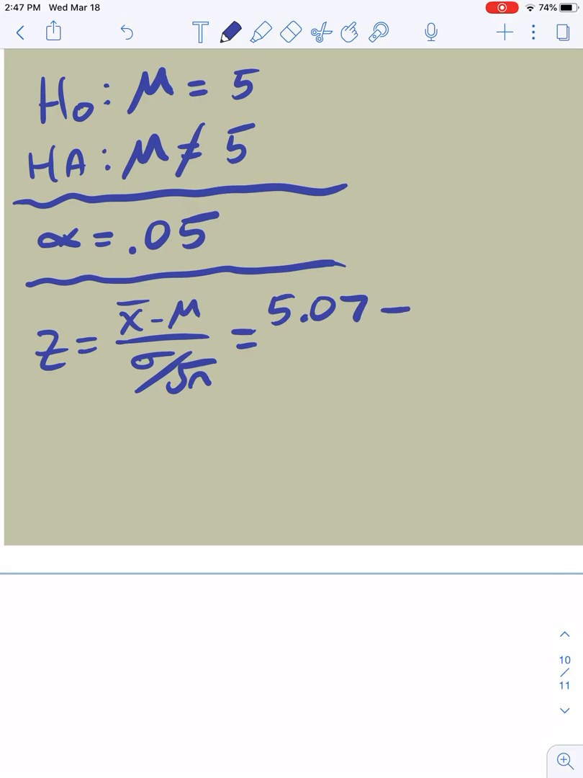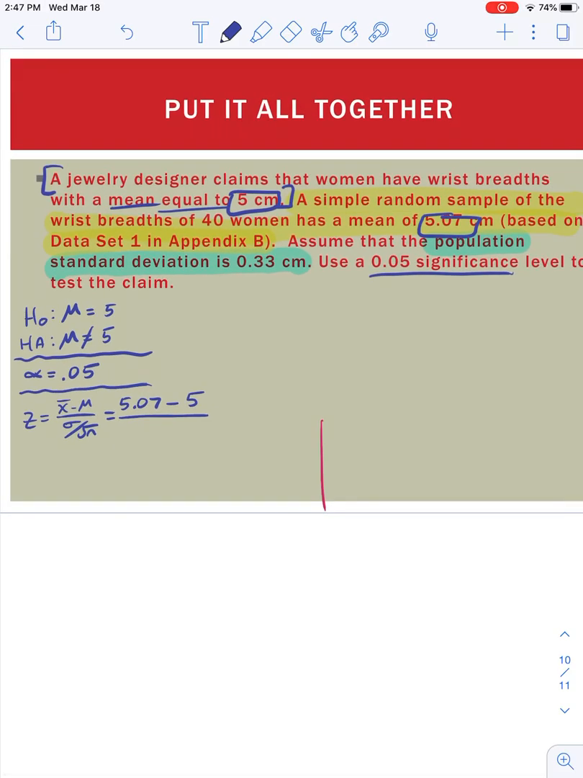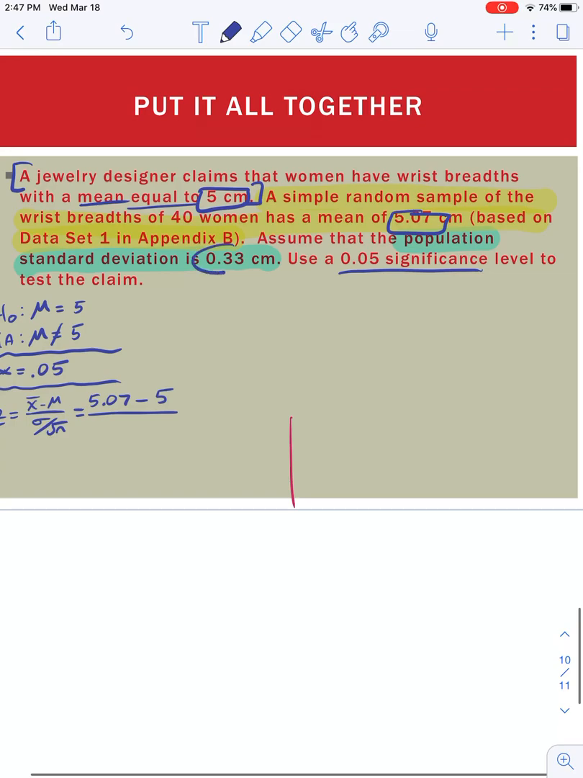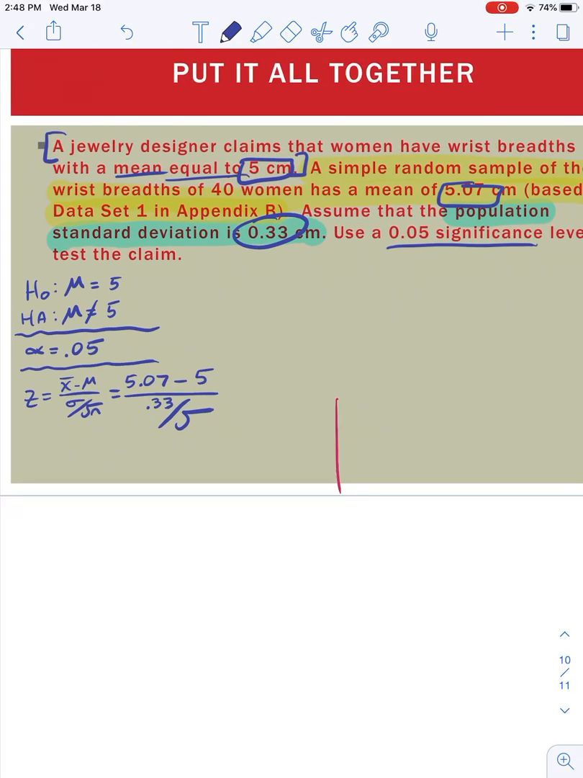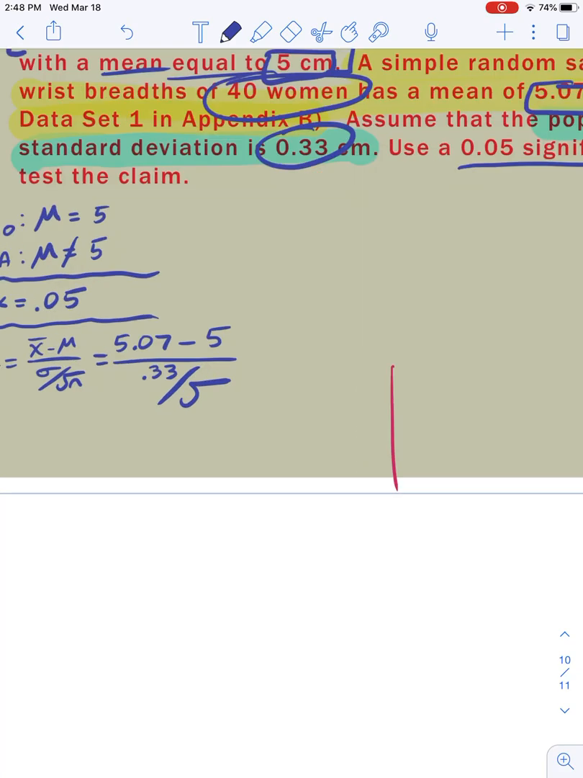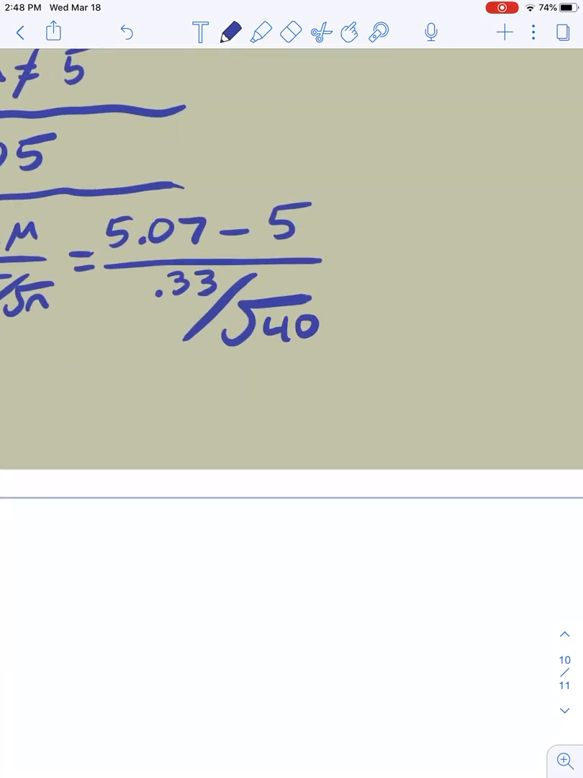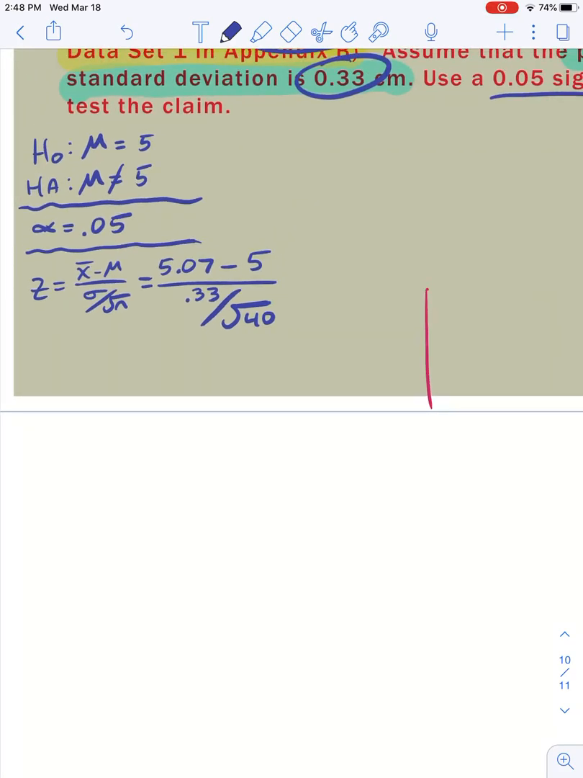Mu is always going to come from your hypotheses. So that's 5. Standard deviation was stated in the problem. Remember right here, 0.33 is the population standard deviation. And our N, our sample size here, there's 40 women in the sample. So N is 40. And that's going to be our Z. So let's calculate it in the calculator, and then we'll move on to the p-val and everything else.